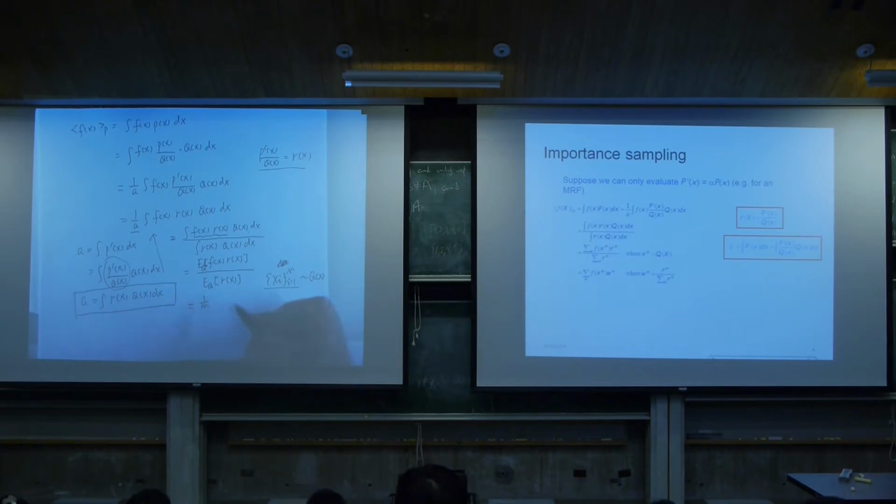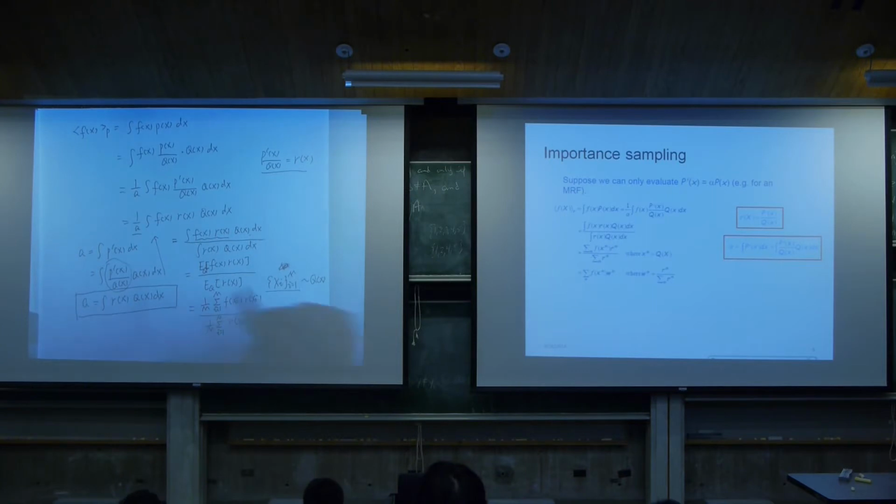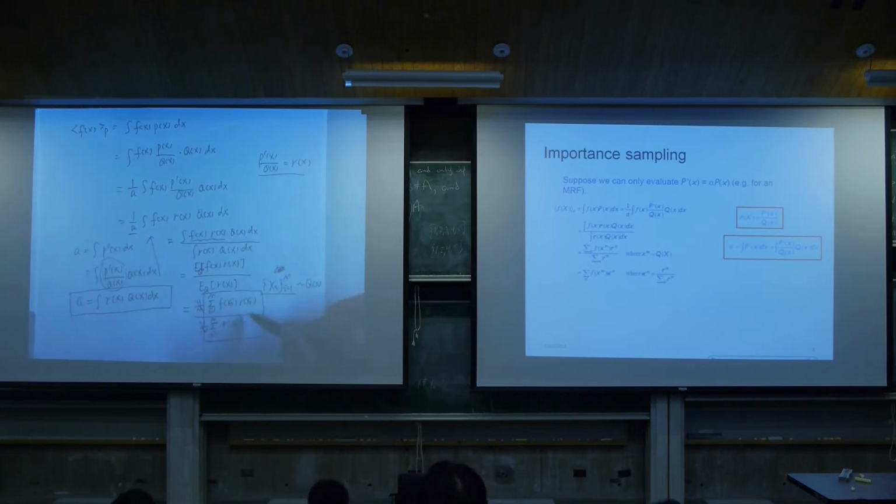1 over M, sum over i equals 1 to M, f(x_i) r(x_i), over 1 over M, sum over i equals 1 to capital M, r(x_i). And the 1 over M cancels. So you can plug the samples into this equation, and you get the expectation of f(x).